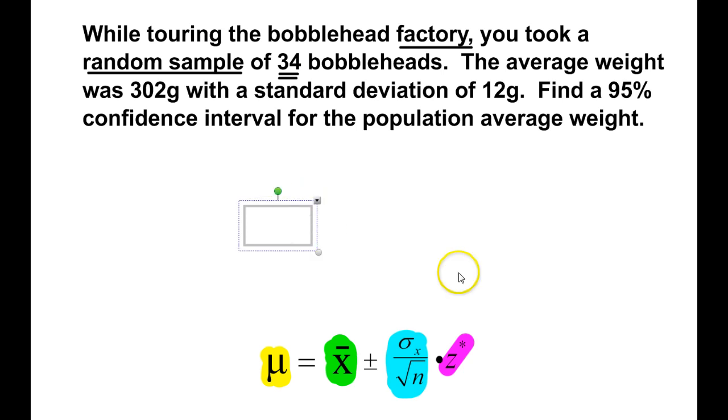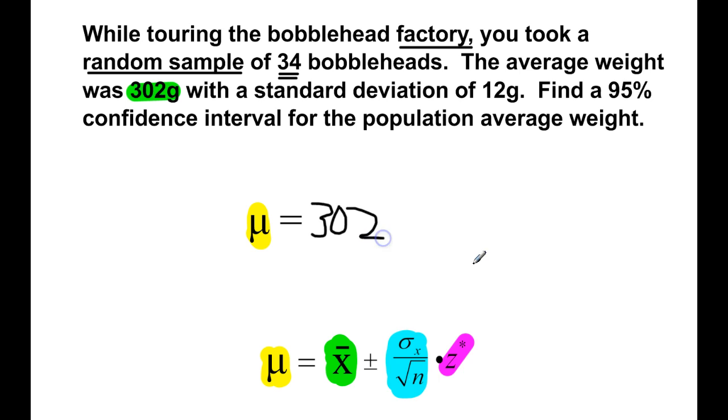We want to find an estimate for the population mean, which we call mu, right here. So we want to estimate that. And to do so, we need to start with our sample average. And it says the average weight from our random sample was 302 grams. So that is our starting point. So 302 grams.